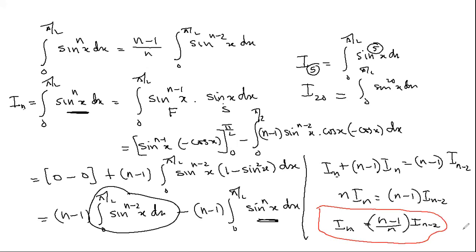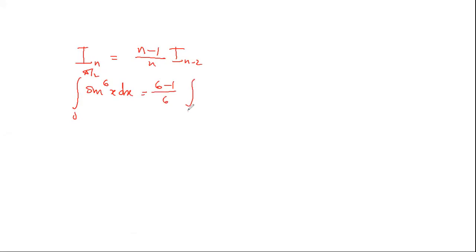Okay. Now I'm moving to next page. What did I teach you? In is n minus 1 upon n, In minus 2. What does that mean? Integral 0 to pi by 2, sine raised to 6x. So I put n as 6: 6 minus 1 upon 6. In minus 2 means 0 to pi by 2, reduce the power by 2, sine raised to 4x dx. Has everybody understood? Yes, sir.